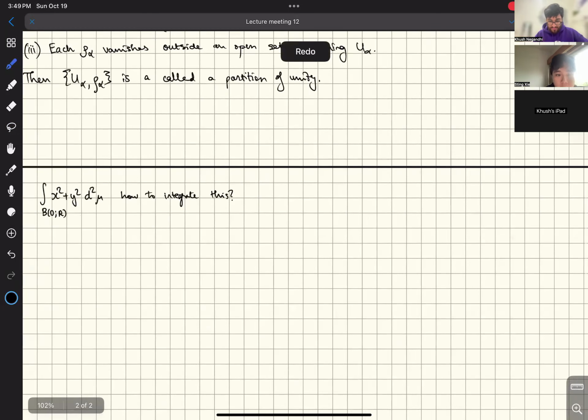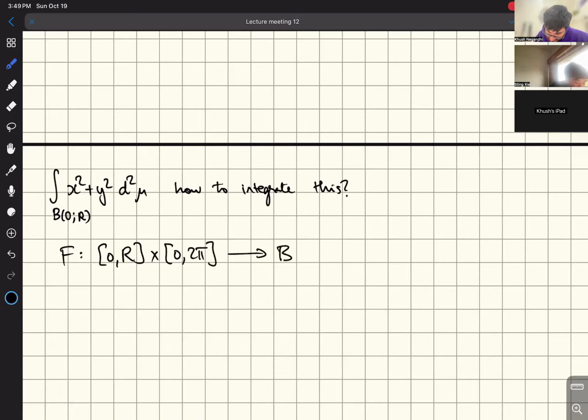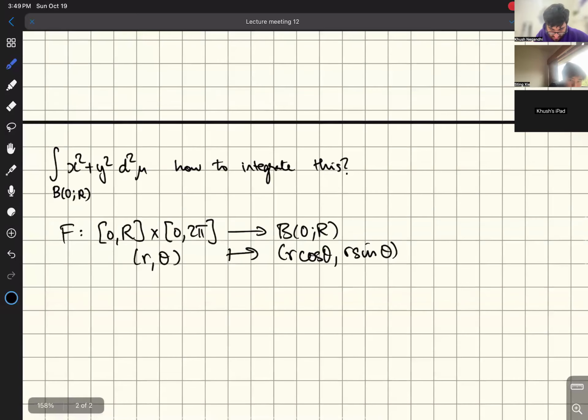So now step one is to find a diffeomorphism, up to a set of measure zero, of this set to a rectangle. But we already did that. That diffeomorphism was given by the polar coordinates, given by r, theta maps to r cosine theta, r sine theta. Now we find the derivative.